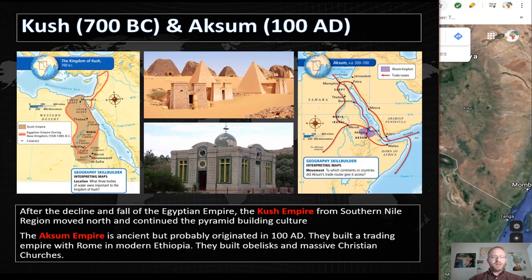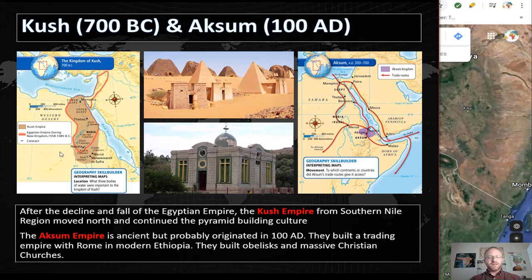Now, while the Bantu people were migrating across Central Africa, a powerful empire was developing in the southern portion of the Nile, located in modern-day Sudan. This group was known as the Nubian civilization and would later rename themselves the Kush Empire. Now, after the decline and fall of the Egyptian Empire, the Kush Empire from the southern Nile region moved north and continued the pyramid building culture. This empire would carry on the tradition of the Egyptians from around 785 BC until 350 AD.